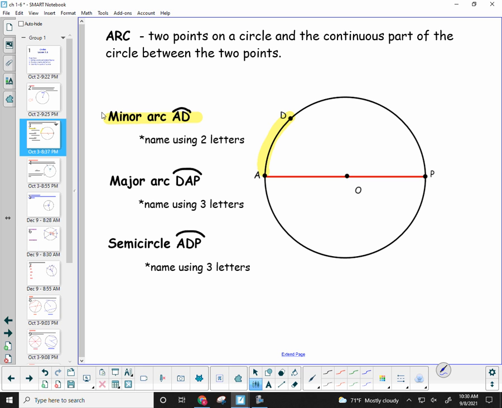A minor arc is going to measure between 0 and 180 degrees. Does not include 0, does not include 180.